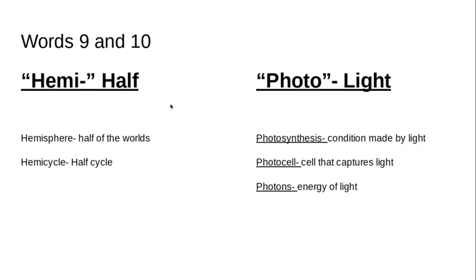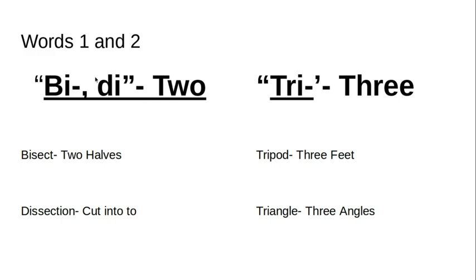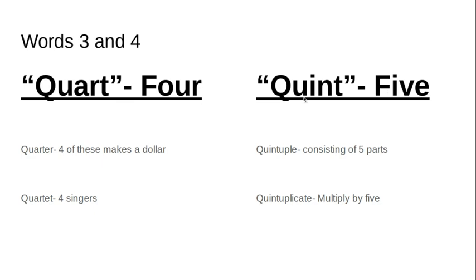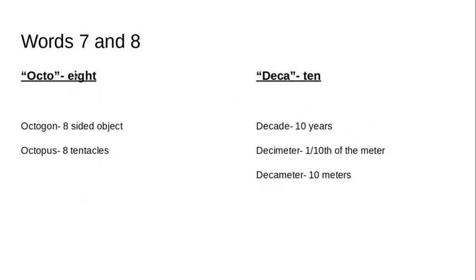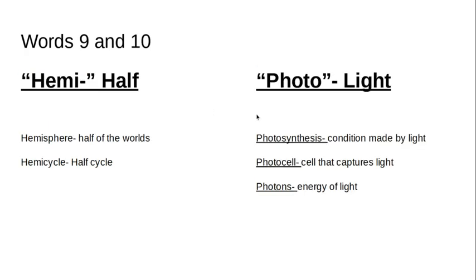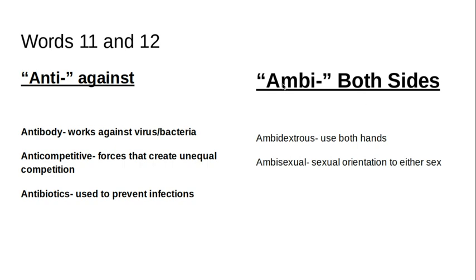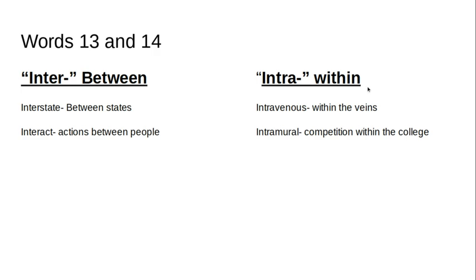All right. So again, these words are pretty straightforward. Bi, di, tri, so 2, 3, 4, 5, 6, 7, 8, 10. Hemi is half. Photo is light. Anti is against. Ambi is both sides or just both. And then inter and intra, you got to keep those two straight. Inter is between. So like think of Interstate 55 runs between Missouri, Wisconsin, and Illinois, and intra is within, so within or inside the body.